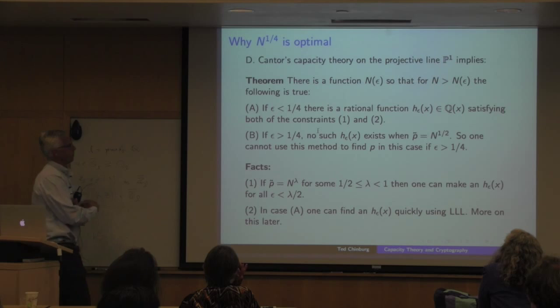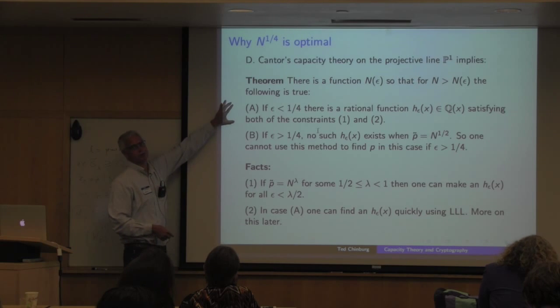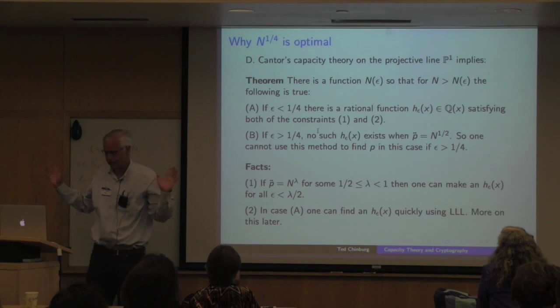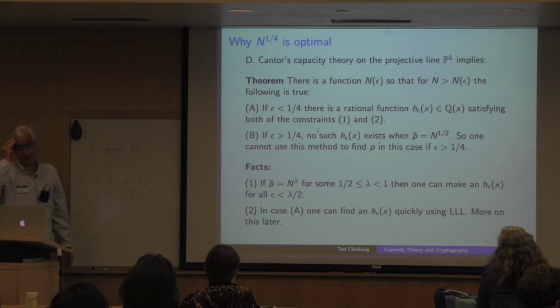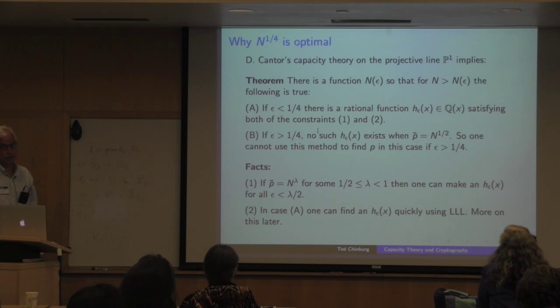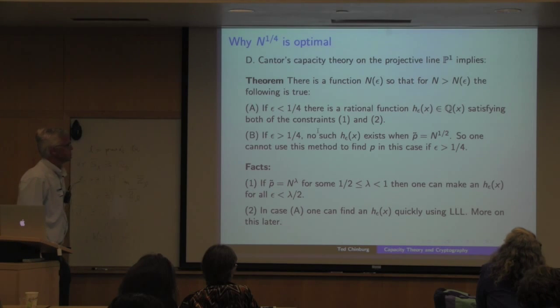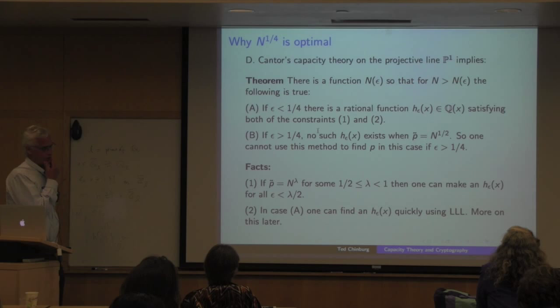I should emphasize, though, that this is actually weaker than what Coppersmith needed. This is just an existence statement. The rational function exists. And the capacity theory community never really bothered to try to figure out how hard it is to find it. So that's another new thing to do. But if epsilon is bigger than a quarter, there is no such rational function. You can actually prove it's not there. There's no way you can construct it. So this is trying to prove that this can't be done.